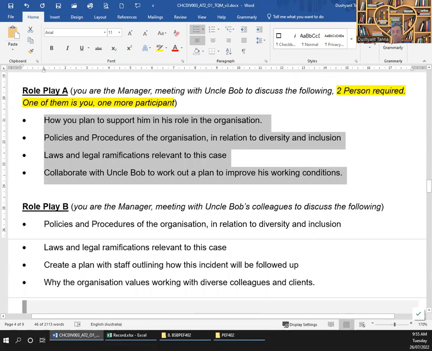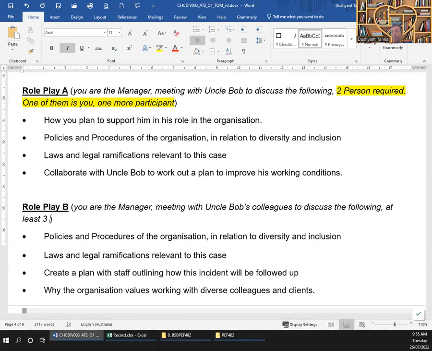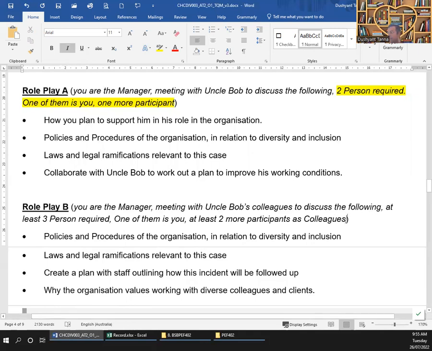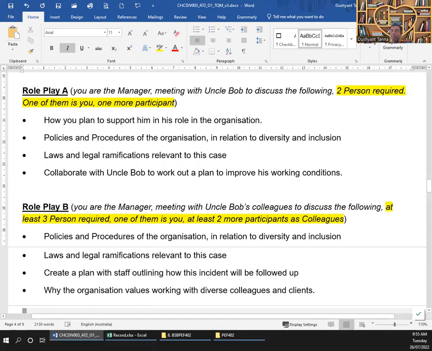Part B, again, you are the manager meeting with Uncle Bob's colleagues to discuss the following. At least 3 participants required. One of them is you, and at least 2 more participants as colleagues. And what I highlighted, I feel is important. You can really ignore what I've highlighted.